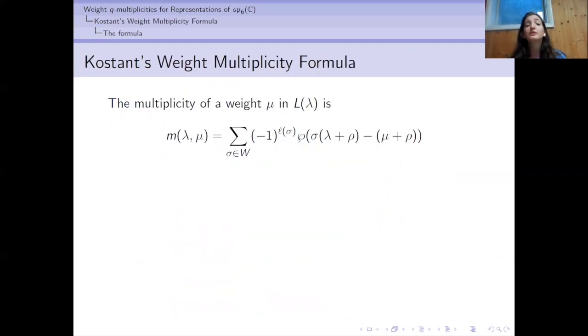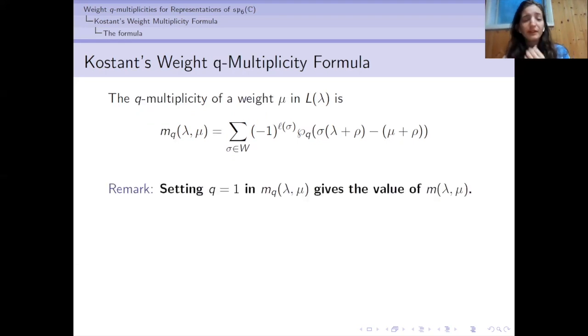So now we can move on to Kostant's weight multiplicity formula, which looks at a weight mu in a highest weight irreducible representation L of lambda, and it tells us the multiplicity of the weight. And you might wonder what the relationship is between the multiplicity formula and the partition function, aside from having Kostant in the name. If you look at the sum, you might notice that it is mainly made up of Kostant's partition function.